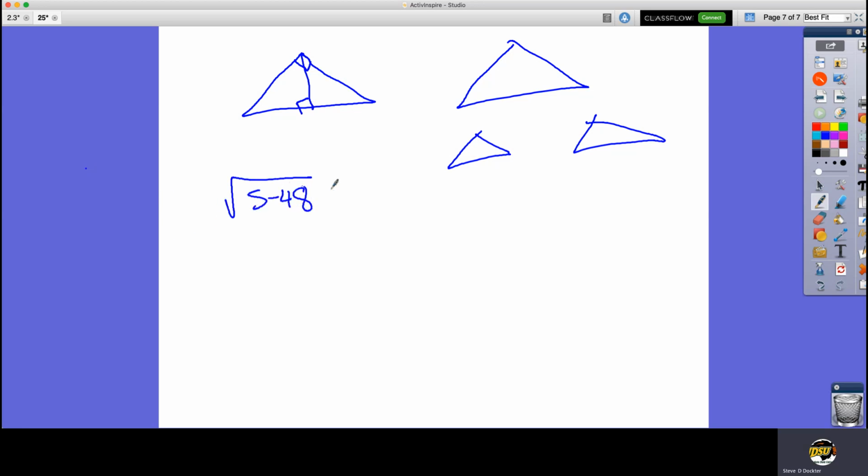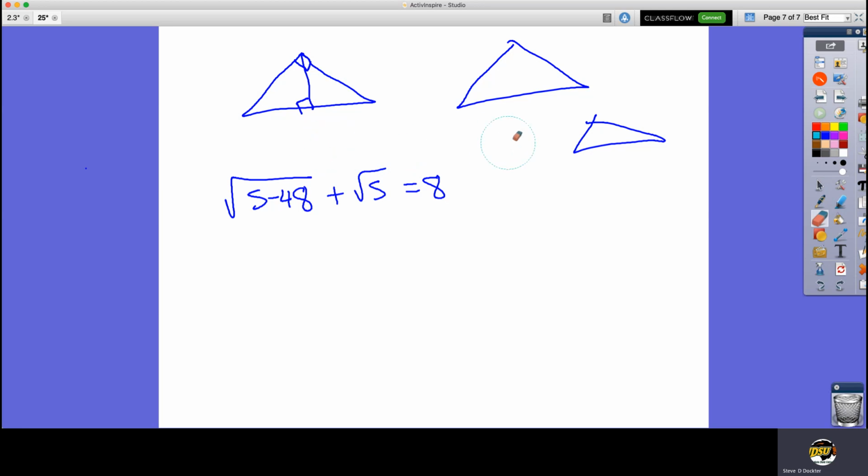So the square root of s minus 48 plus the square root of s equals 8. What a lot of you tried to do is you saw the square roots and thought, I've got to get rid of the square roots, I'm just going to square everything. You cannot do that because of this plus sign. So do not do that.